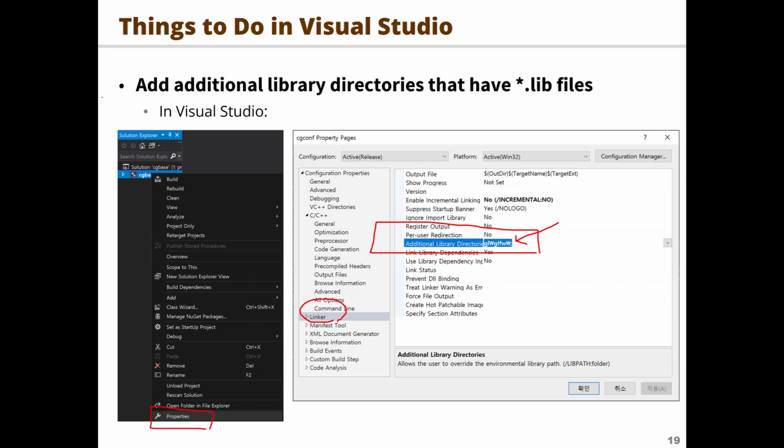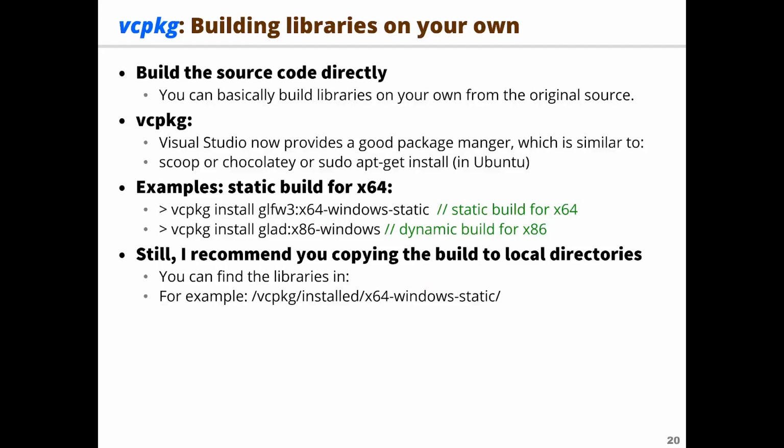Okay, so far that was for the general usage of third-party libraries, which are pre-compiled and distributed as DLL, header and lib files. The next thing I'd like to explain is vcpkg. Basically you can build libraries on your own from the original source. You can download the source files from GitHub or a similar repository, but it might be inconvenient, or often you have problems building on your own. In that case, vcpkg is very useful.